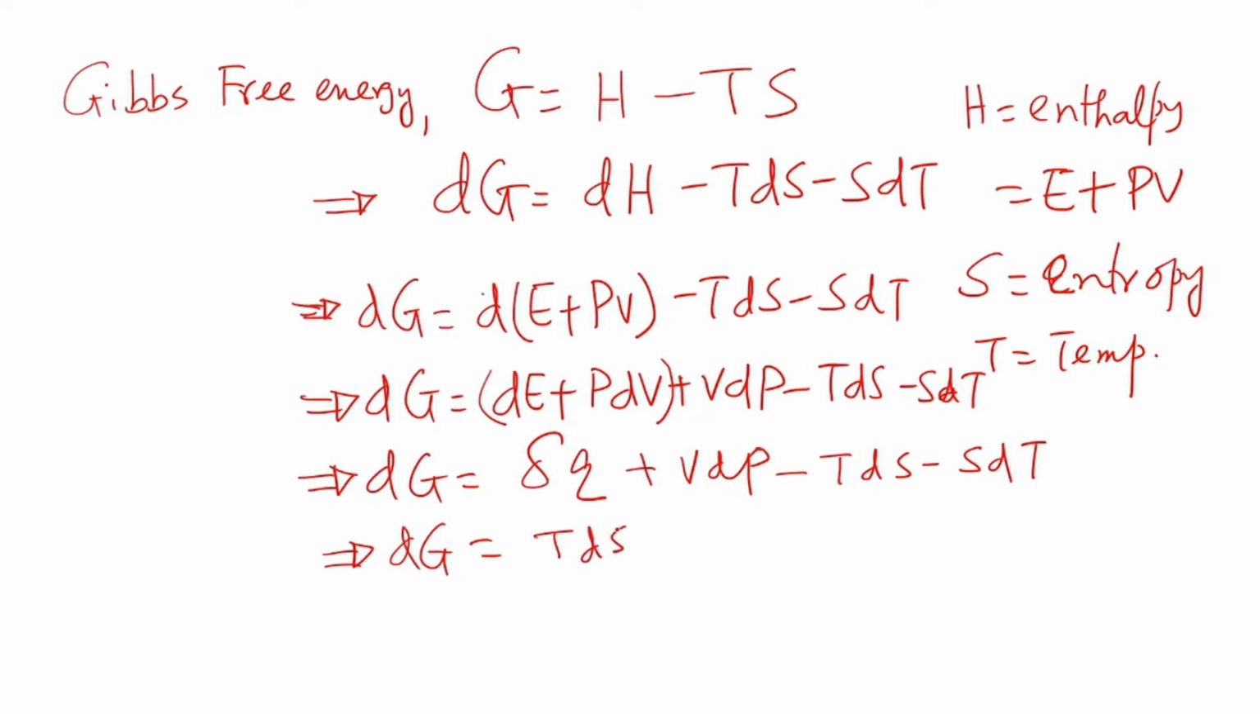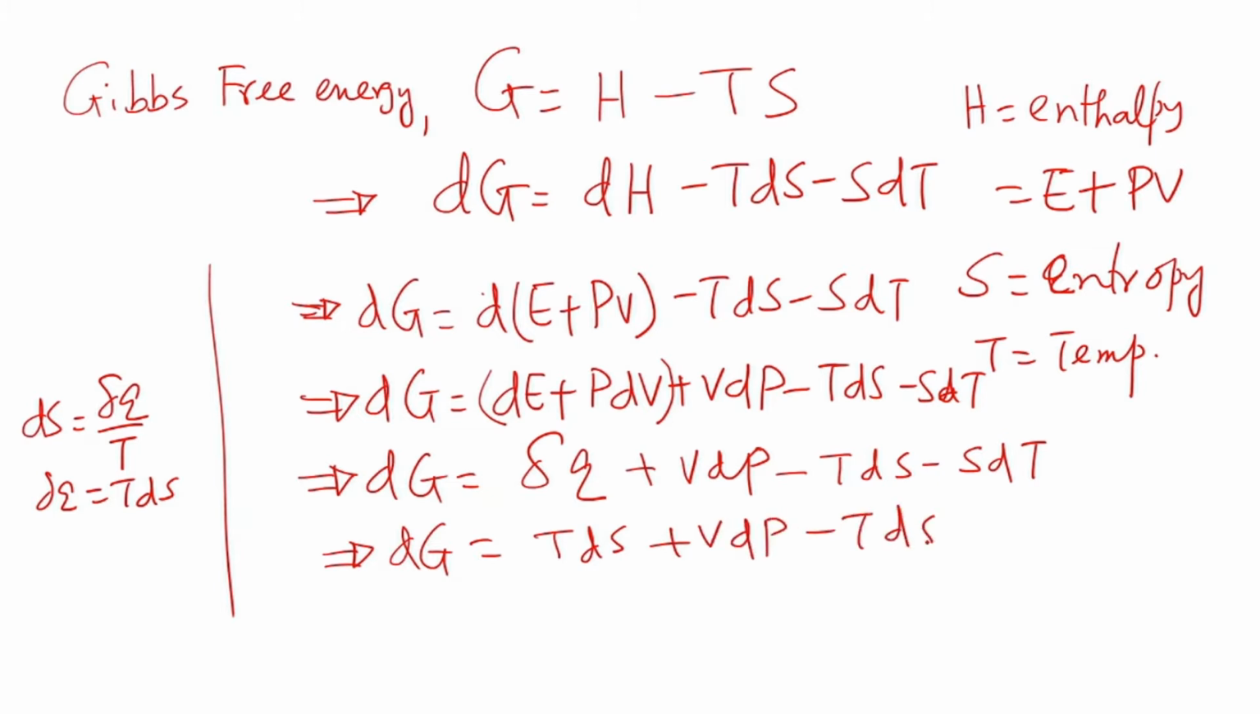If you define entropy, that is what will come, dS equal to del Q by T at equilibrium. You know that, right, or you do not know. Well, let us do that. Our definition is this. So, del Q is T dS. So, I can write down T dS plus V dP minus T dS minus S dT. So, finally, what do I get? Total differential of G is equal to, T dS gets cancelled, V dP minus S dT.